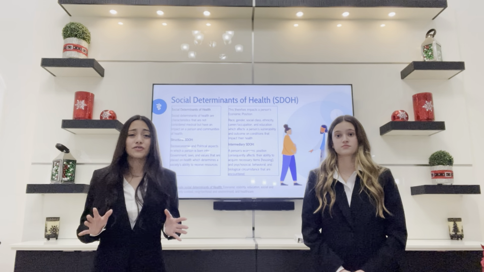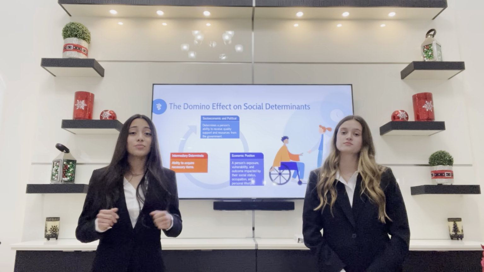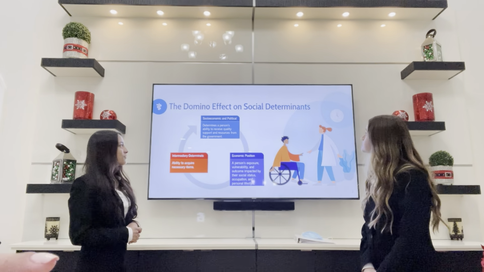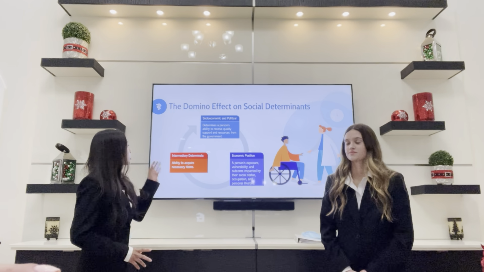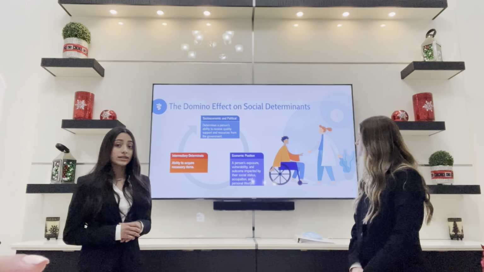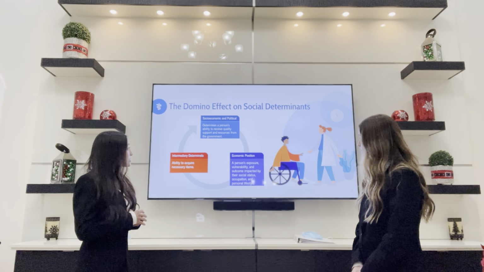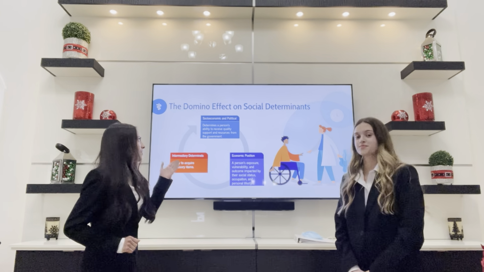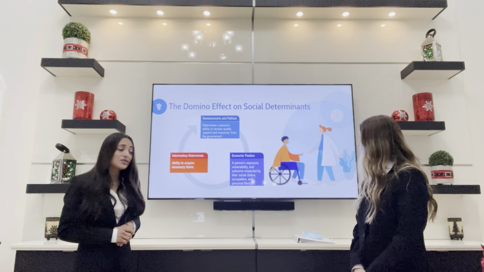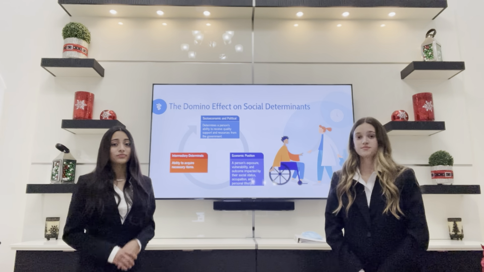I know that was a lot of information to take in, but in order to break it down for you, we have created the domino effect on social determinants of health. To start off, social, economic, and political aspects determine a person's ability to receive quality, resources, and support from the government. Obviously, if social, economic, and political fails, then economic will too.